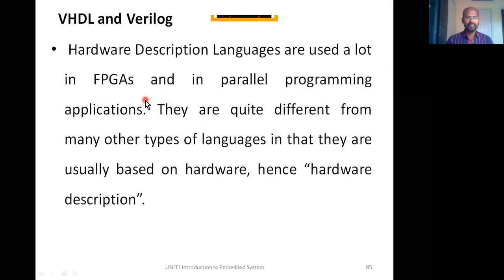In these FPGAs, what we have is, we have a number of lookup tables and so on. If you connect lookup tables in some way, some functionality is accomplished. Okay, let's say in FPGA you can design an adder circuit. The same FPGA can be used to design a simple processor. The same FPGA can be used to design multiplexers and so on.